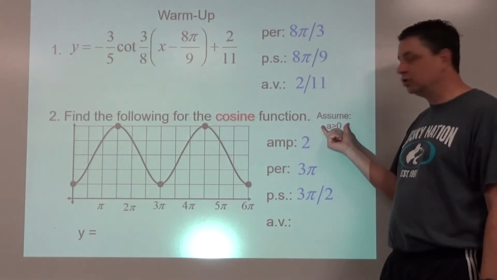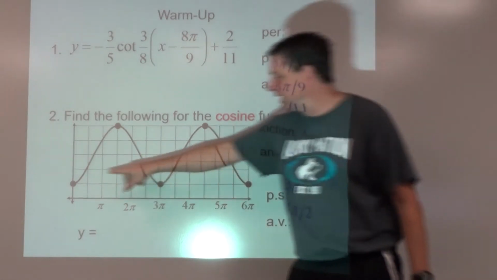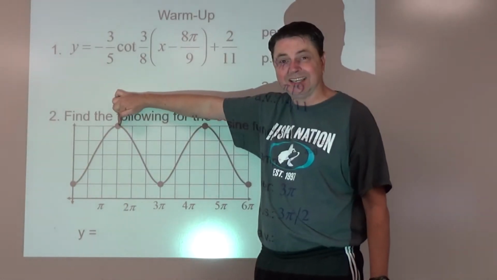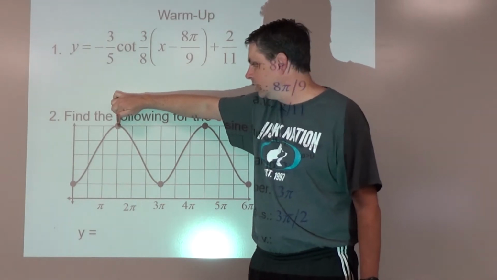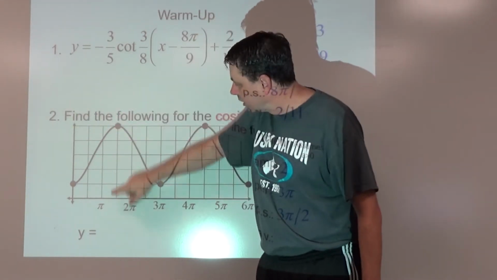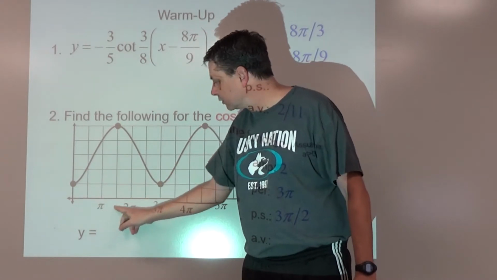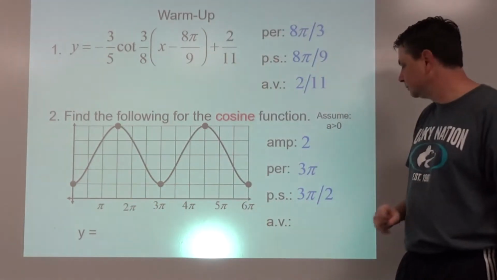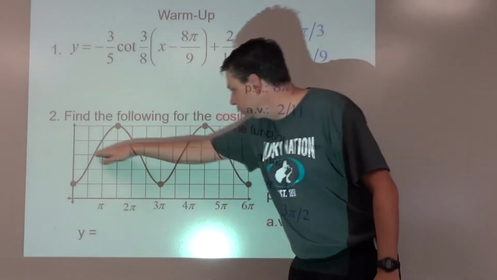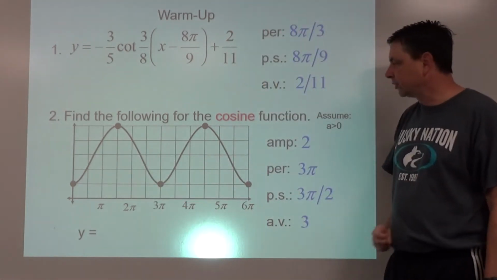The phase shift, 3 pi over 2, assuming again that a is positive, so we can't be starting here, we have to be starting here as one option. So from there to there, as each one is pi over 2, so we're starting at 3 pi over 2. And then the average value right there at 3.